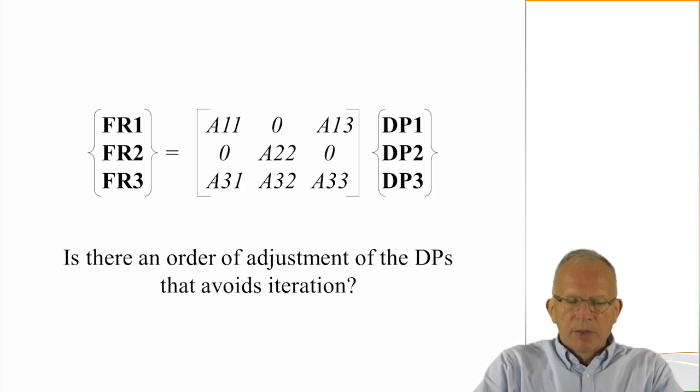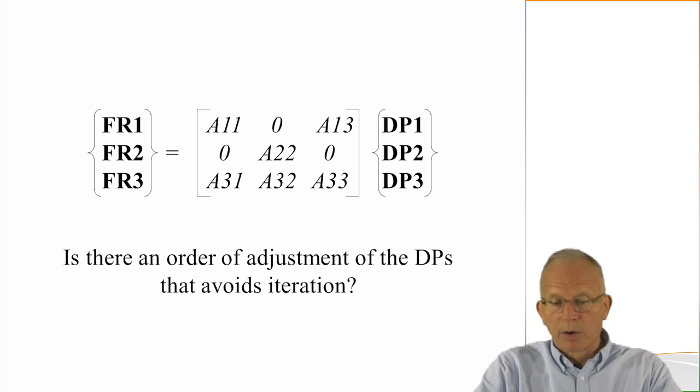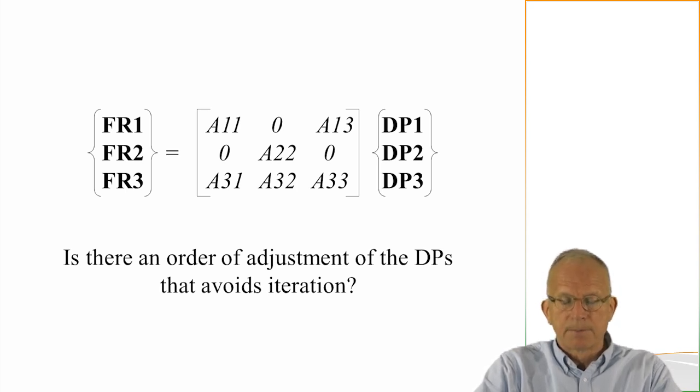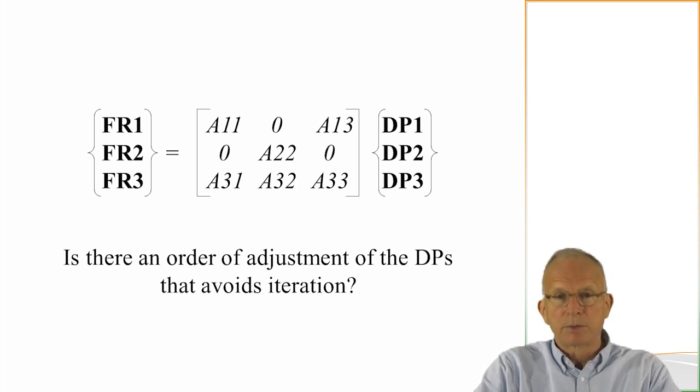So, what about this? Can we adjust the DPs? Is there some order in which we can adjust the DPs? With a 3x3, we could just try all of the possible orders. It wouldn't take that long.